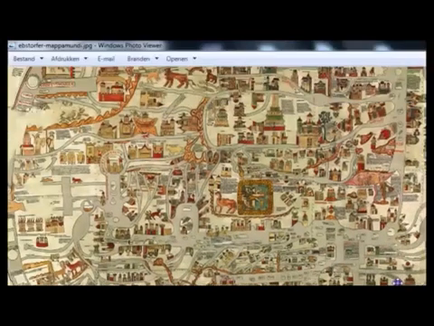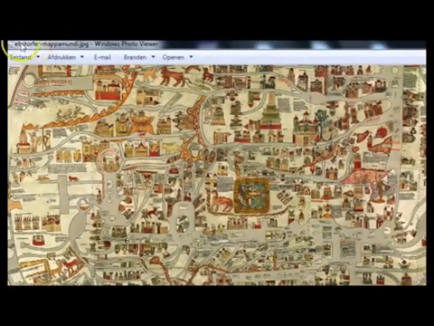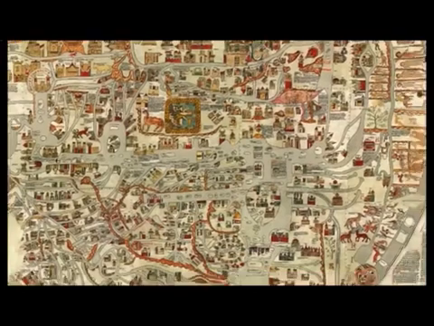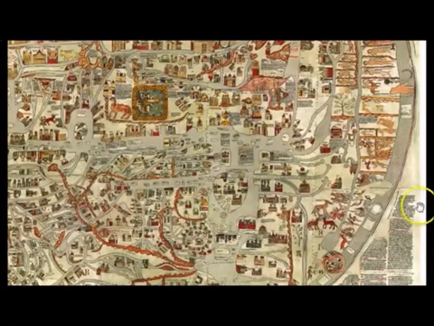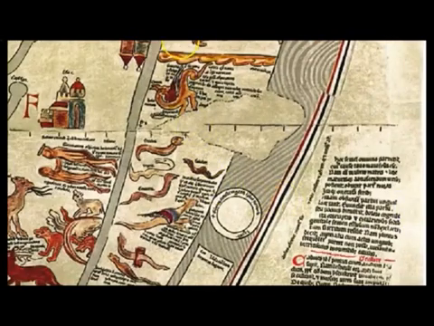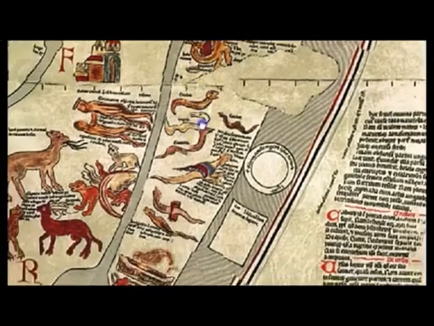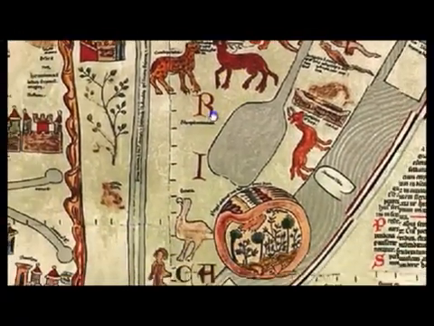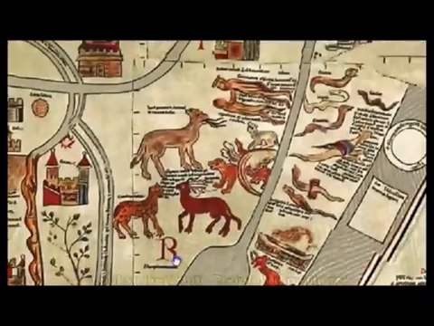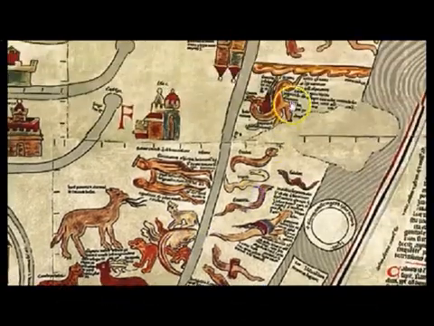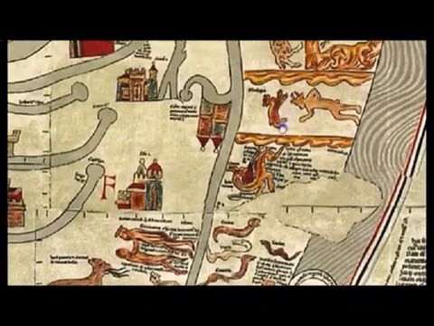If you want to look it up, the name is Storfer Mapundi. This one is also about 1,000 years old. Very important things in here, creatures and things that we should really know about. Pretty good resolution copies are available easily online. But here, I believe this is all part of Africa, and it looks like white people were there. You have again lots of monsters and animals.